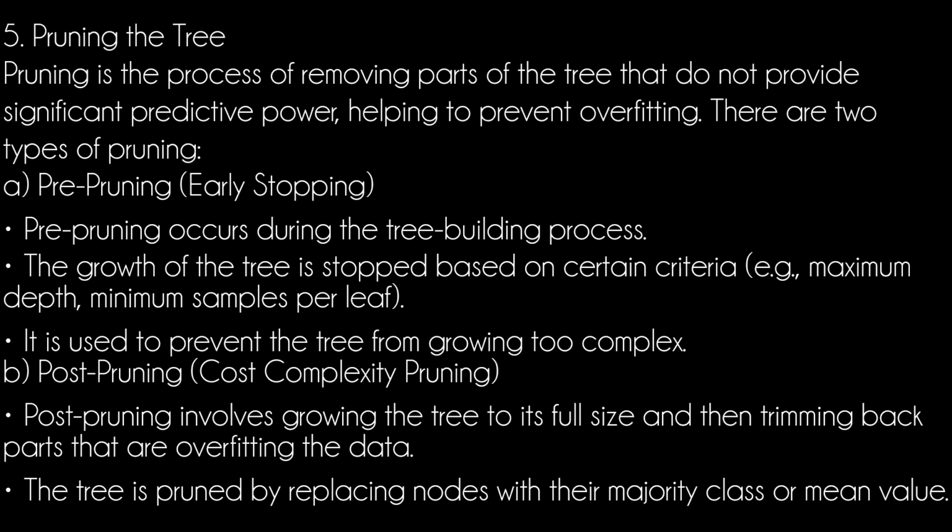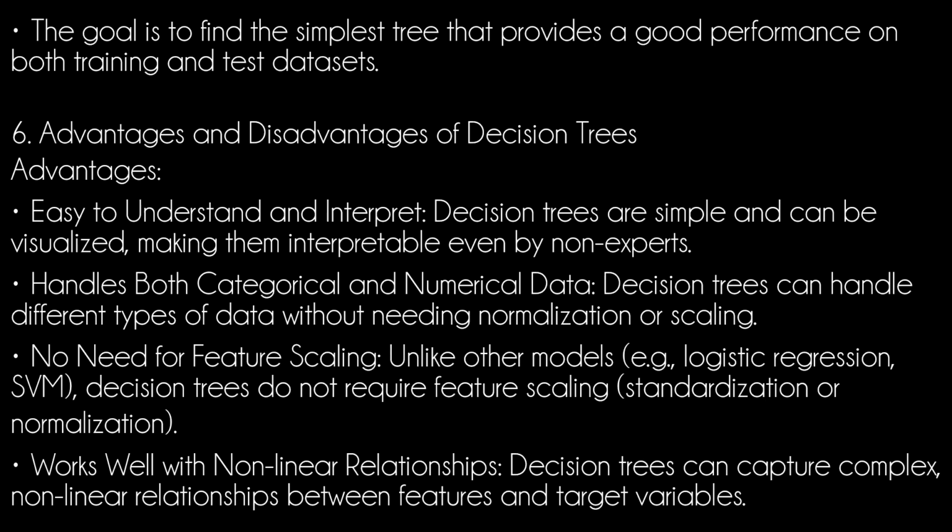Post-pruning, or cost complexity pruning. Post-pruning involves growing the tree to its full size and then trimming back parts that are overfitting the data. The tree is pruned by replacing nodes with their majority class or mean value. The goal is to find the simplest tree that provides good performance on both training and test datasets.